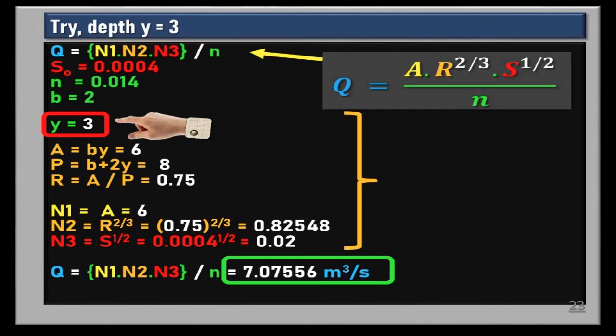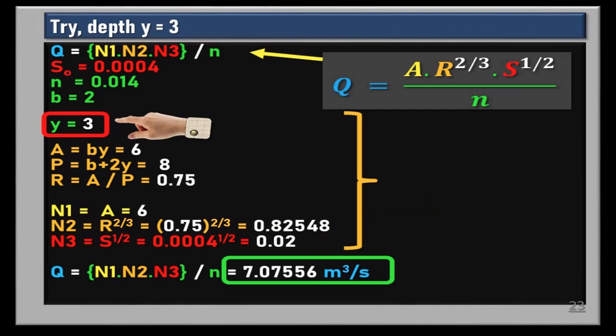The area A, after calculation, A is 6. The wetted perimeter P, after calculation, P is 8. The hydraulic radius R, after calculation, R is 0.75. Then N1 is equal area, A, so N1 is 6. N2 is equal hydraulic radius R, power 2 over 3, the N2 is 0.82548. N3 is equal slope S, power 1 over 2, the N3 is 0.02.